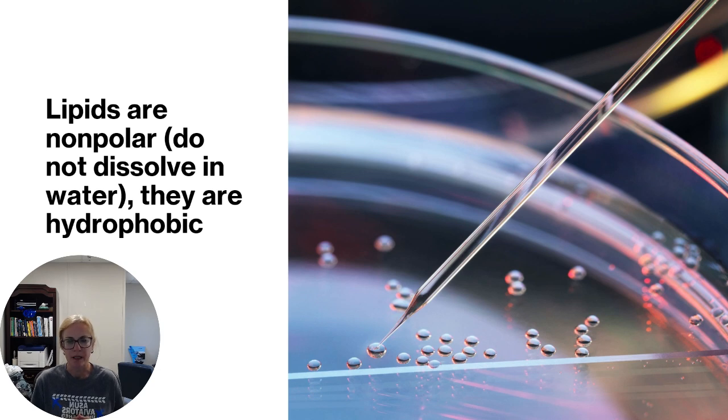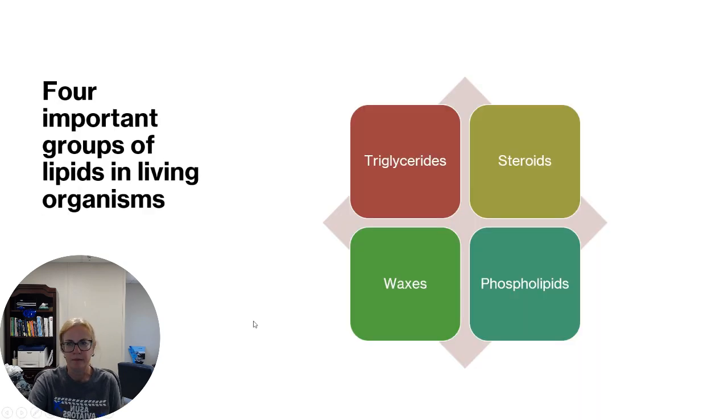So oil is a lipid, and it forms little what look like bubbles on the surface of the water because the water molecules are attracted to each other and not to the oil droplet. So the oil droplet molecules are isolated. We have four important groups of lipids in living organisms: our triglycerides, steroids, waxes, and phospholipids.